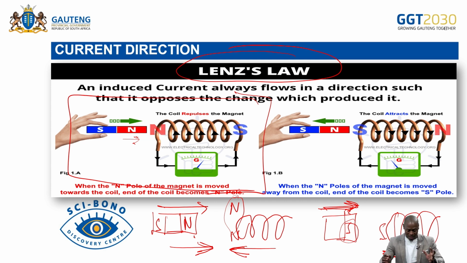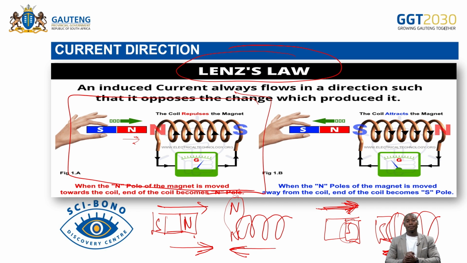An induced current always flows in a direction such that it opposes the change which produced it. So for now, I'm talking about the poles. All right? I'm pushing the magnet towards the solenoid, it means that the induced current is going to push away. So it's always the case. And for that to happen, if I'm pushing it towards with the south pole, what will be produced here is also the south pole.